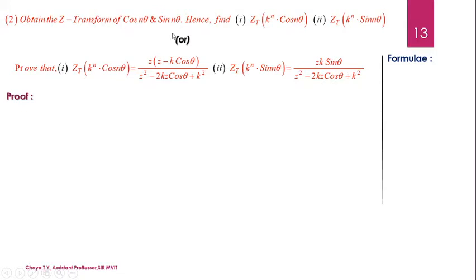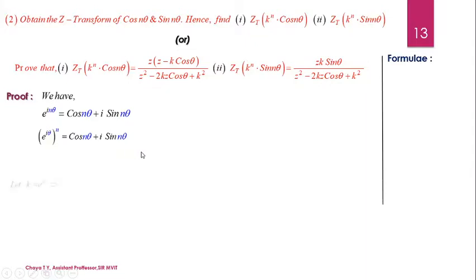Now to find the z transformation of cos n theta and sin n theta, I am going to consider Euler's formula. What is Euler's formula? I have it as e to the power i n theta is given by cos n theta plus i sin n theta. Now the LHS term e power of i n theta can also be written as e to the power i theta whole to the power n, which is equals to cos n theta plus i sin n theta.